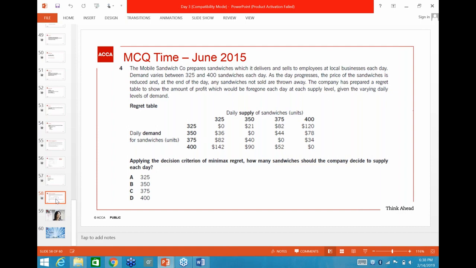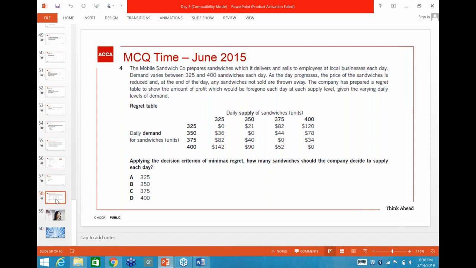The mobile sandwich company prepares sandwiches and sells to employees at local businesses each day. Demand varies between 325 and 400 sandwiches each day. As the day progresses, the price of the sandwich is reduced, and at the end of the day, any sandwiches not sold are thrown away.